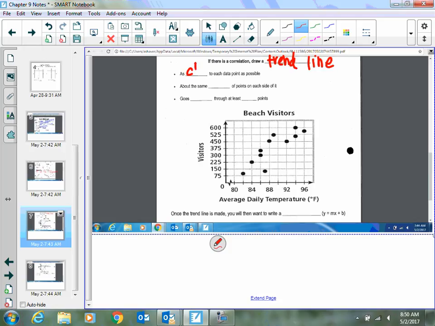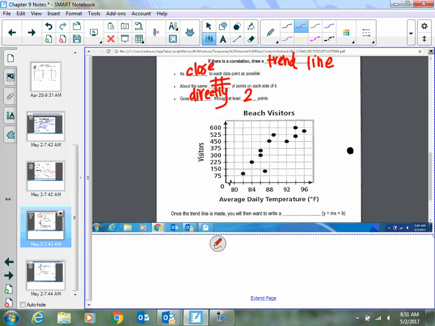You want it as close to each data point as possible. You want to get that line including as many points as possible. You want about the same number of points on each side of it. So in other words, you want it to go basically through the middle of your data. It obviously can't touch every piece of data, but you want it to be close to that. You also want it to go directly through at least 2 points. You want it to hit at least 2 points.